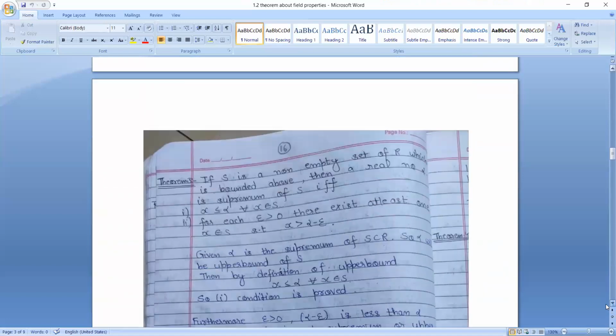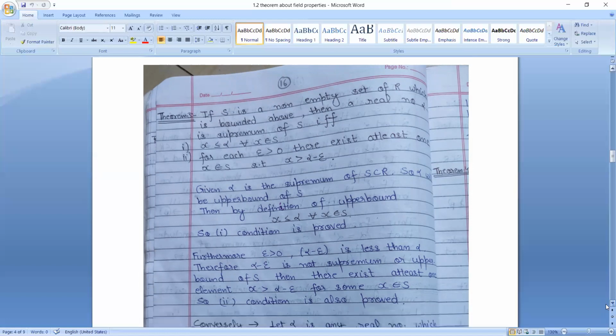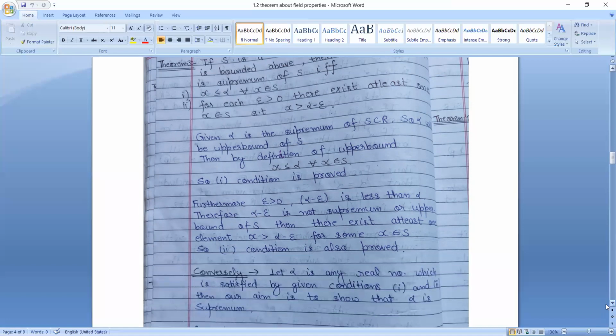Now the next theorem: if S is a non-empty subset of R which is bounded above, then a real number alpha is the supremum of S if and only if, first, x is less than or equal to alpha for all x belongs to S, and second, for each epsilon greater than 0, there exists at least one x belongs to S such that x is greater than alpha minus epsilon. Given alpha is the supremum of S, a subset of R, alpha is the least upper bound of S. Then by definition of upper bound, x is less than or equal to alpha for all x belongs to S. So the first condition is correct.